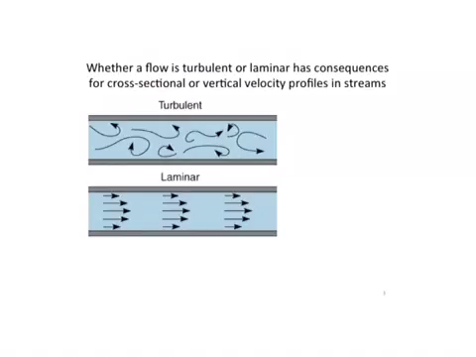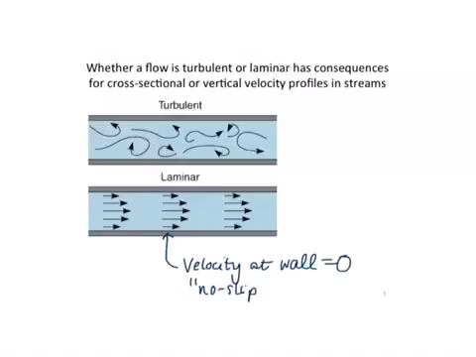Here's just another depiction of what those streamlines look like. This is looking down on a stream, and one of the things that you'll notice is that if we look close to the wall for this laminar flow case, you'll see that the magnitude of the velocity, which is represented by the length of the arrow, gets very small. Well, in fact, it actually does go to 0 at the wall. So velocity at the wall equals 0. And this is as a result of friction. Now, we call this the no-slip condition in hydrology.